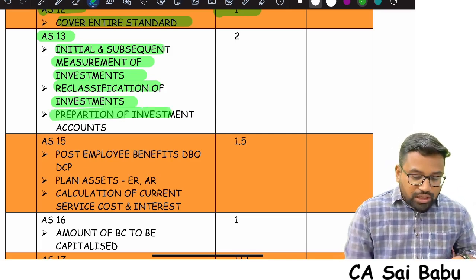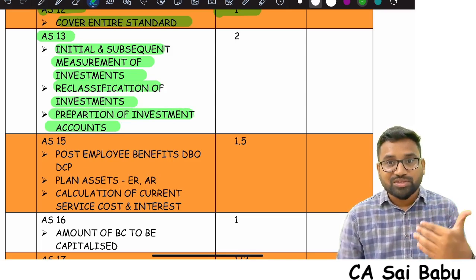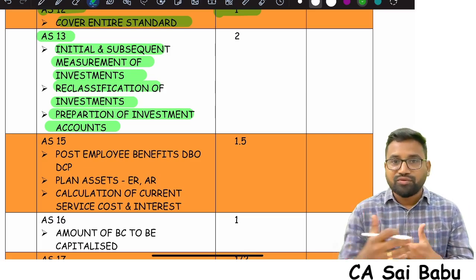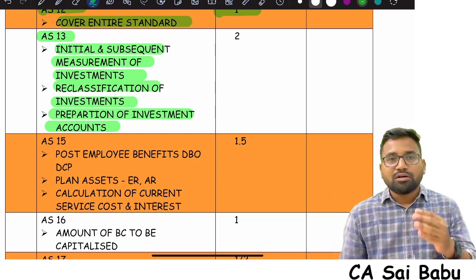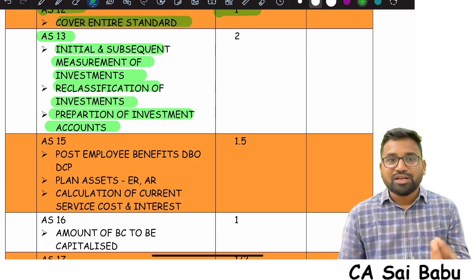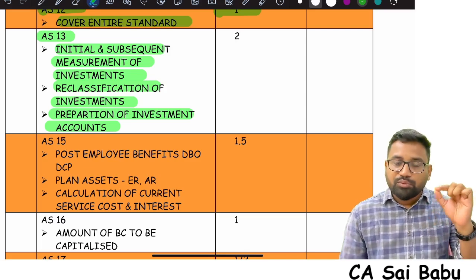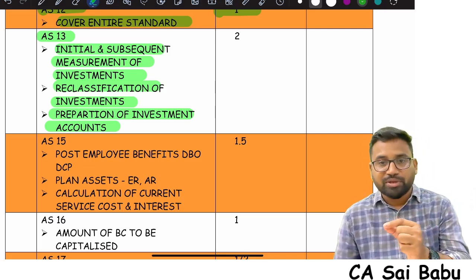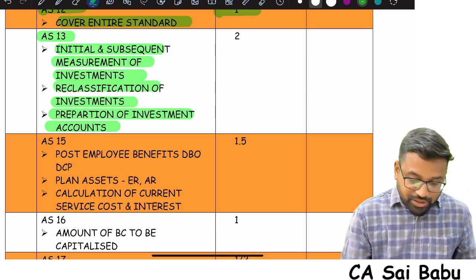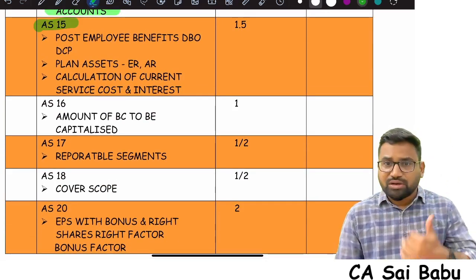And also learn how to prepare an investment account. I observed most of the students are leaving this investment account preparation. They're covering the standard, but they are not solving any question relating to investment account preparation. There is a possibility that they may ask a question relating to investment account preparation, especially variable income investments. So please see one variable income investment question, one fixed income investment, cum interest, ex interest concept, like that. Maybe a question comes. So 2 marks. Now coming to accounting standard 15, I know most of the students are leaving this standard.